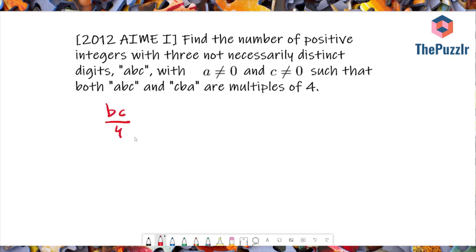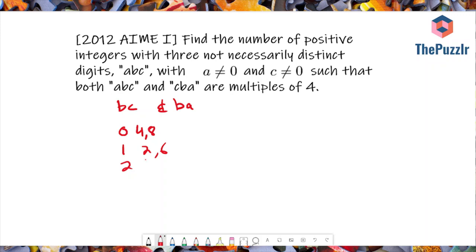And BC is not B times C. This is 10B plus C, over 4. So this is a two-digit number. Well, the two numbers that we need to be divisible by 4 then are BC and BA. If B is equal to 0, then C can either equal 4 or 8 since it's not allowed to equal 0. If B equals 1, then C can equal, well, 12 is divisible by 4 and so is 16, but that's it. So there's two choices.